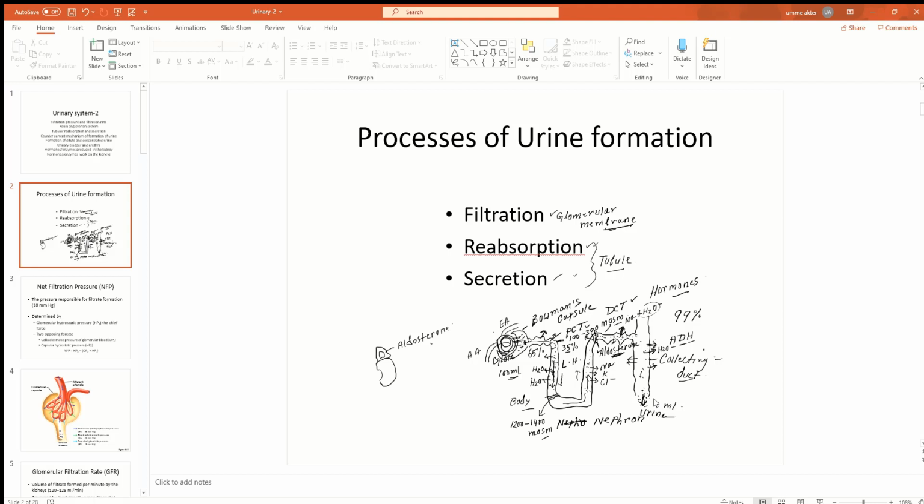Diuresis means producing more urine, and antidiuresis means stopping the production of urine. So it is antidiuretic, that means it will stop the production of urine. How? By reabsorbing water. And this hormone comes from a different gland, the posterior pituitary, the posterior part of the pituitary in your head, right, in your brain, the master gland.